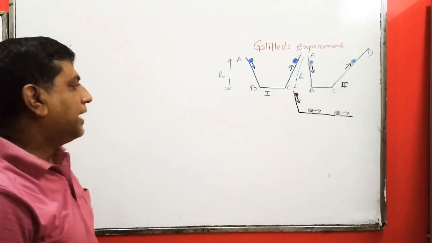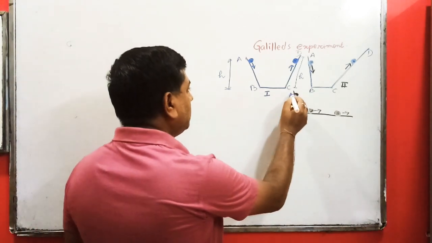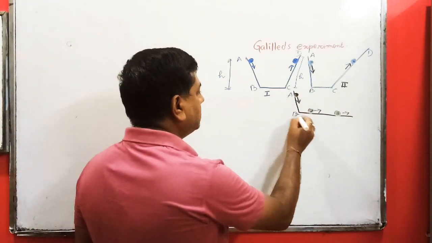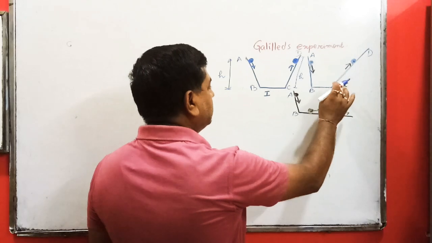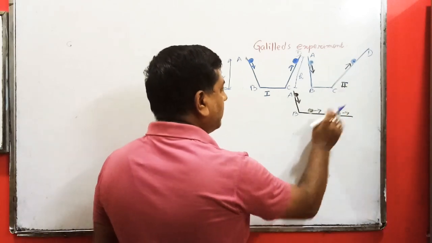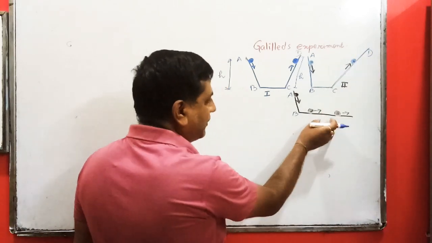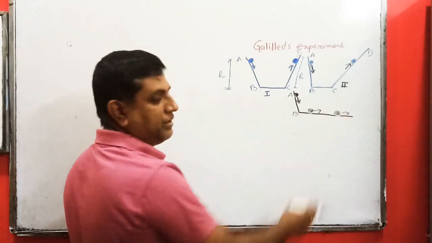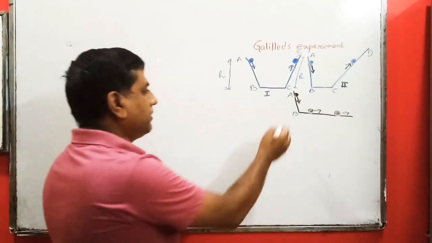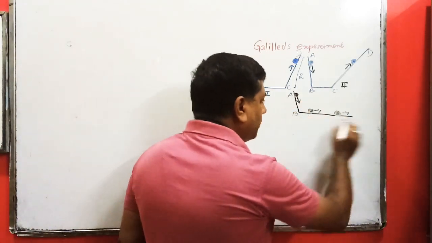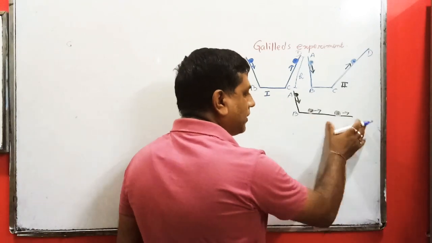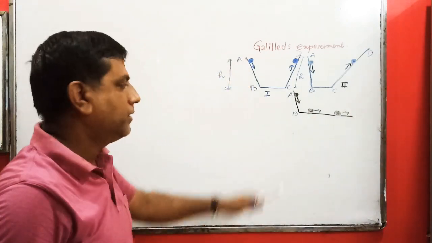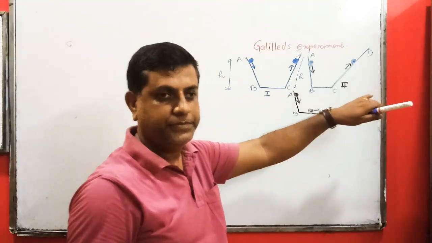And in the third case, you see AB and the inclined plane now at zero angle of inclination. This CD now coincides, that is, zero angle of inclination. And it was found that when the ball is released, it will move and cover more and more distance.